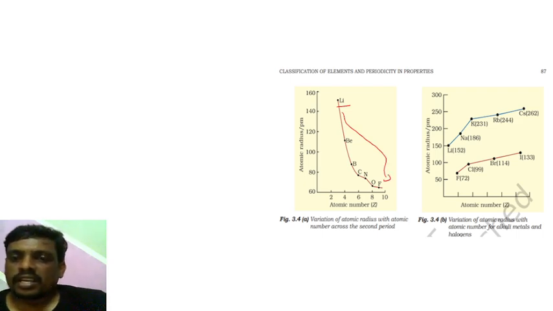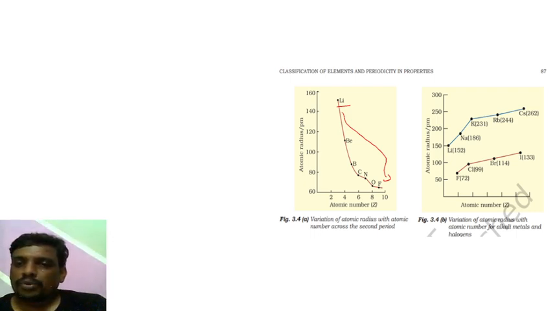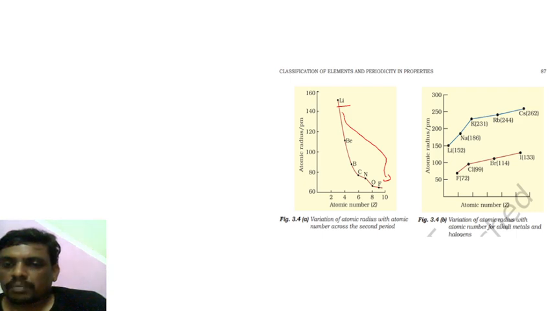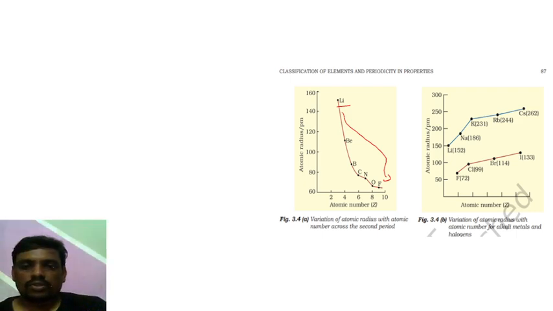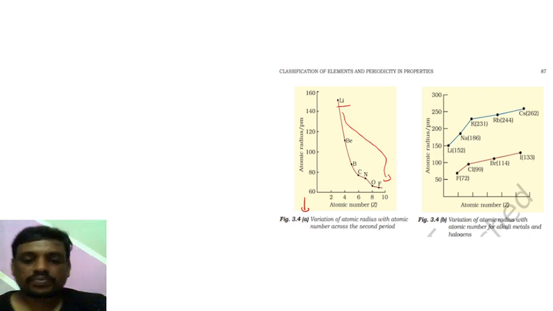In the case of atomic radius versus atomic number, from lithium to cesium, as you can see, it is increasing. So this shows the variation of atomic radius with atomic number for alkali metals and halogens. In this graph we can see the variation of atomic radius with atomic number across the second period.